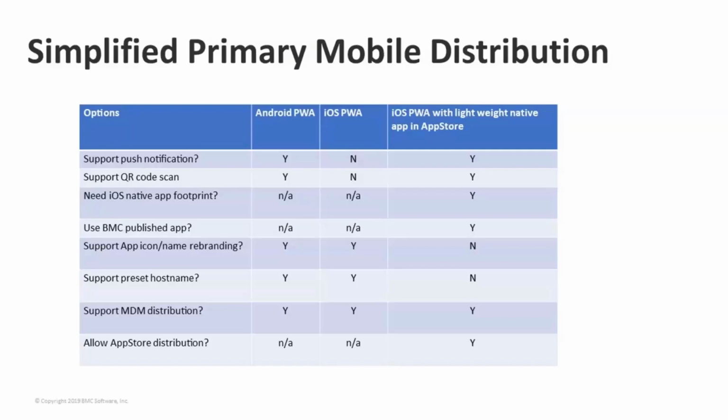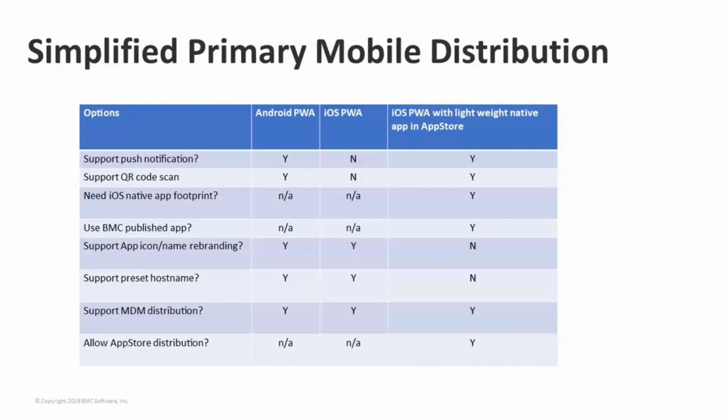Support preset of host name. Again, on the native app, you have to first enter your host and port, and then it takes you to the login page, right? Whereas here you are accessing the URL directly, so it takes you directly to the application login page. So you no longer have to remember the host name or port or anything. So that's also taken care of.